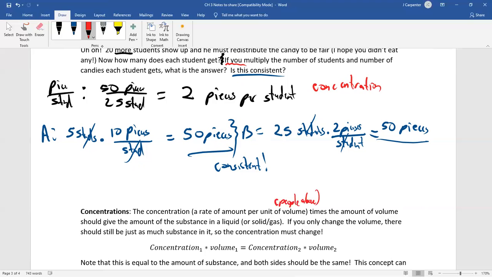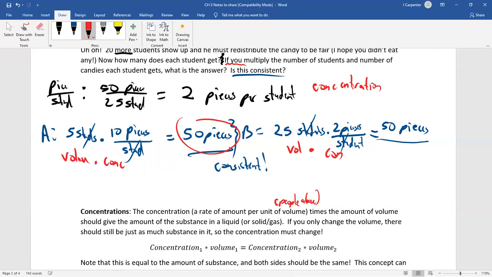So if you take the concentration times the amount of volume, which was this thing right here, these two A and B scenarios, this was the concentration times the amount of the substance. I have it backwards, actually. The first thing is the volume. The 5 students was the volume. The 10 pieces per student was the concentration. And same thing here, the 25 times the 2, that was the volume times the concentration. So the concentration times the amount of volume should give the total substance in the liquid, which is exactly the same thing.